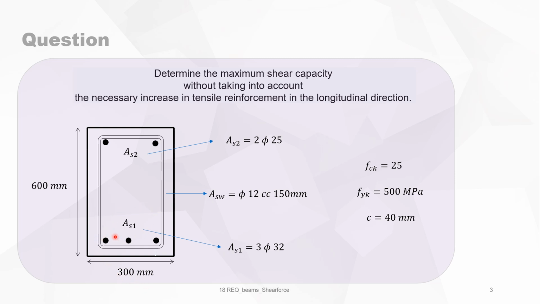The tension reinforcement is 3 diameters of 32 millimeters. Stirrups are diameter 12, center to center 150 millimeters, 2 legs. And the compression reinforcement is 2 diameters 25. Concrete quality is 25 megapascal. The characteristic value of the yield strength of the steel is 500 megapascal, and the concrete cover is 40 millimeters.